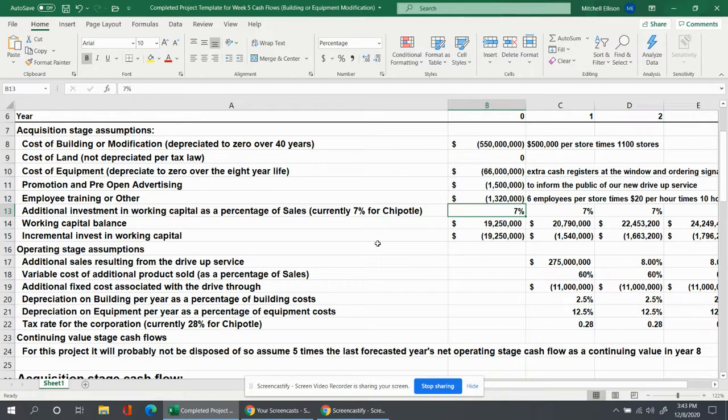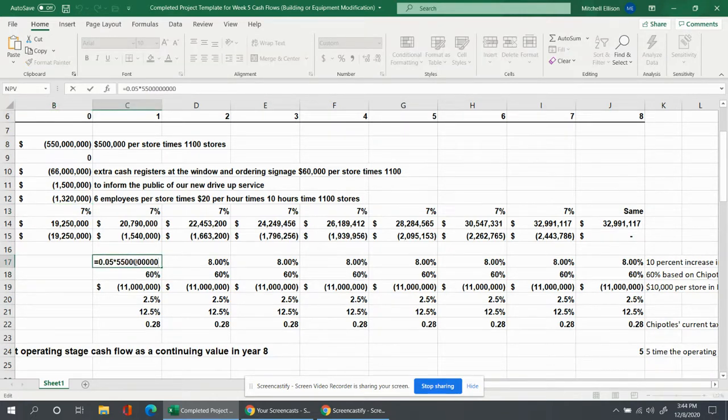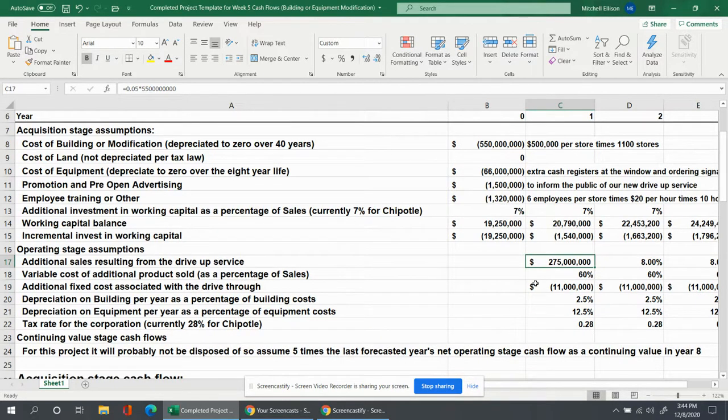In the operating stage, the reason you're going to put those drive-throughs in is to increase the sales at Chipotle. So what I did there is I took, I think it was a 10% increase. Hold on a minute. Let me just go ahead and, now it's a 5%. Sorry about that. 5% increase in sales. And I used the last annual sales number for Chipotle of $5.5 billion. That's billion with a B.